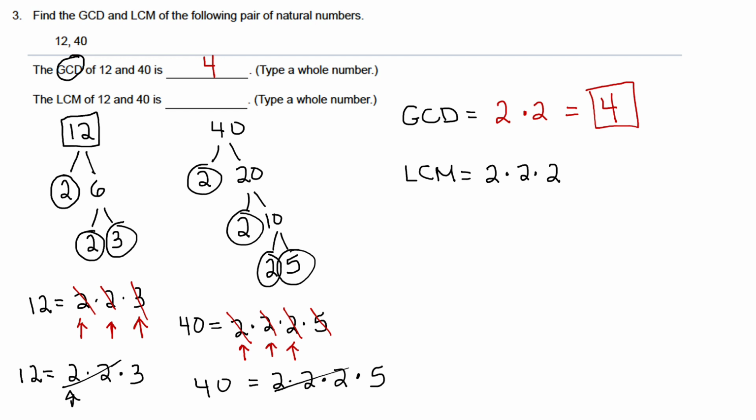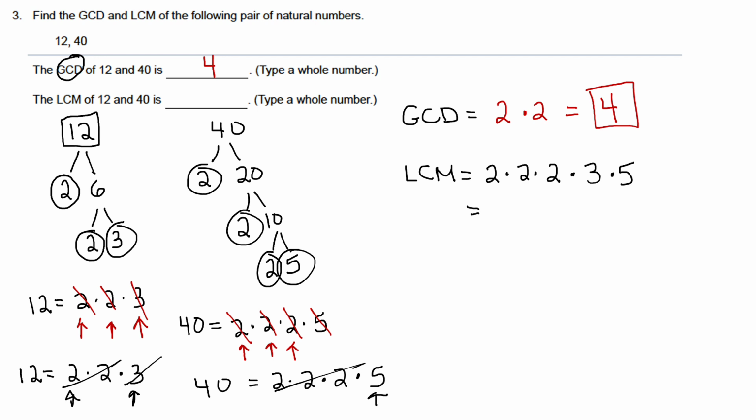So we took care of our 2s, so now we're going to look at the 3. The greatest number of times that 3 appears in any one number is 1 time. So we'll write down one 3. Now we'll look at the 5. The greatest number of times that 5 appears in any one number is 1 time. So we'll write down one 5.